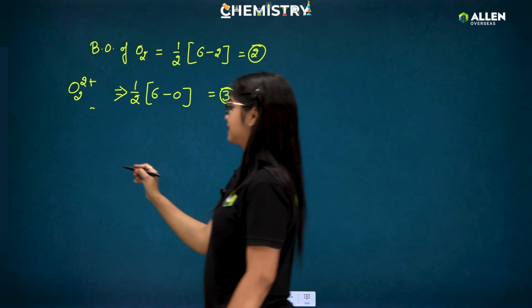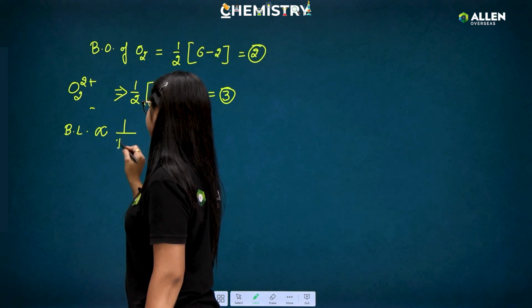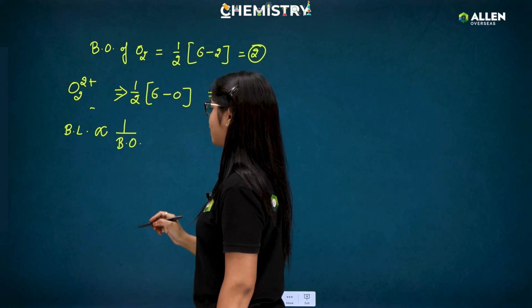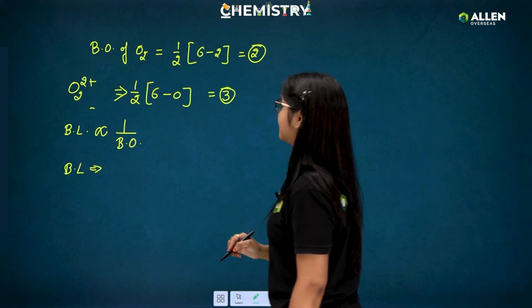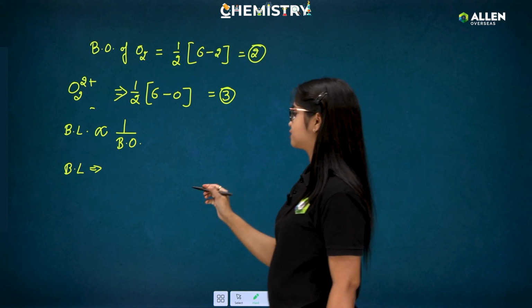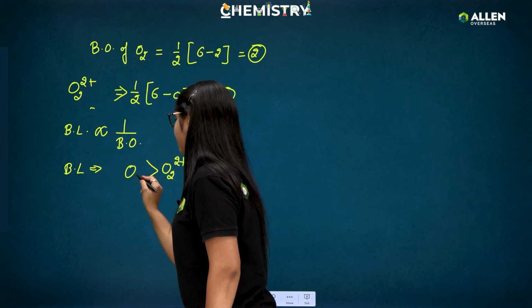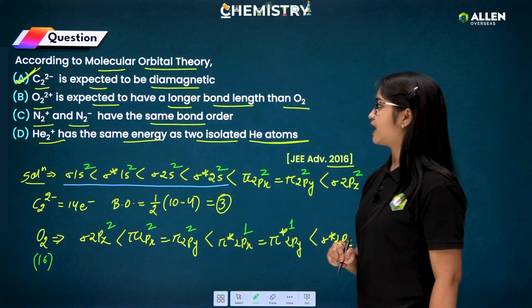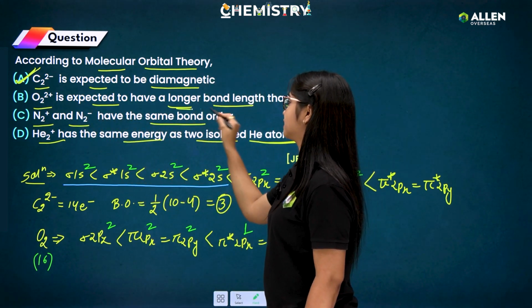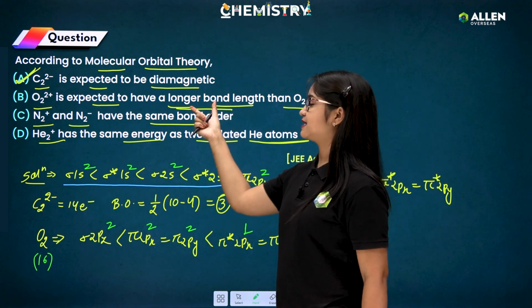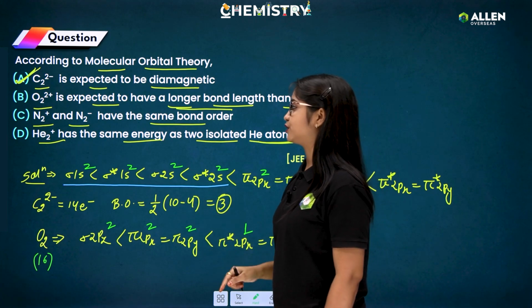Bond length is inversely proportional to bond order. So what will be the order of bond length for these species? O2 2+ has more bond order, so the bond length will be shorter for O2 2+. So we get this order for these species. In the option it is given that O2 2+ is expected to have longer bond length, so this is incorrect. It has shorter bond length as compared to O2, right? So option B is incorrect.